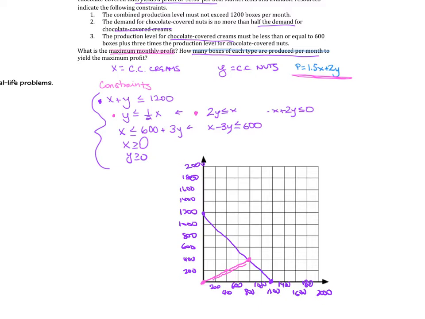Then we have one more equation. It's this one right here. So x minus 3y is less than or equal to 600. So let me find my x-intercept. When y is 0, x is 600. So that's a good starting point. And then what we probably want to do is solve the system between this line here and then the purple one that I have.